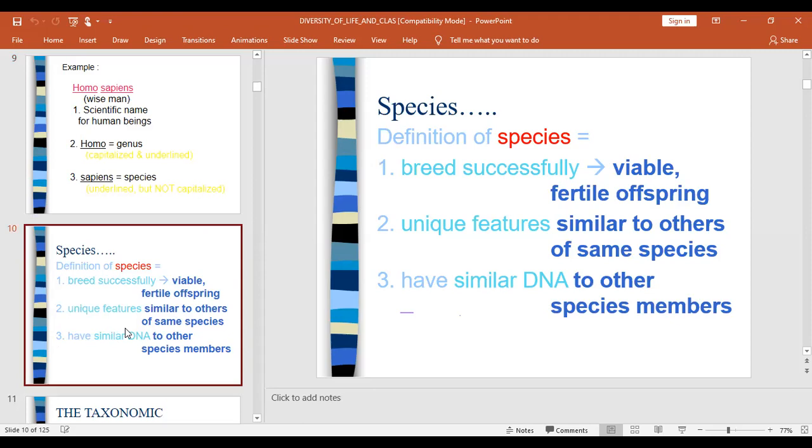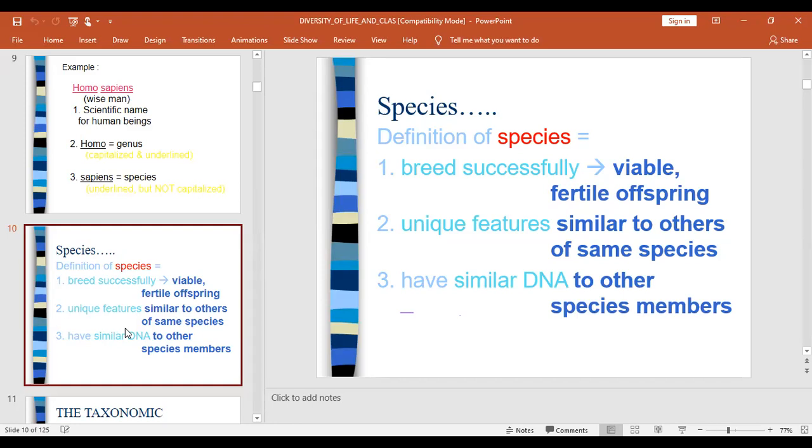Then they must have unique features. They must be similar to others of the same species. And then the most important, which is chemical in nature, is that they must have similar DNA. And this DNA must be different to other species. Actually, it should be 100% similar to organisms of the same species. So one is that they must have successful breeding, resulting in viable and fertile offspring. Number two, they must have features which are similar to others of the same species. And then they must have similar DNA to other members of the same species.